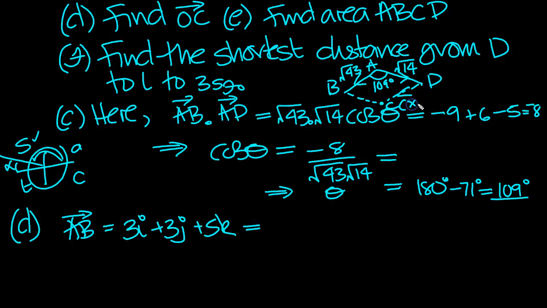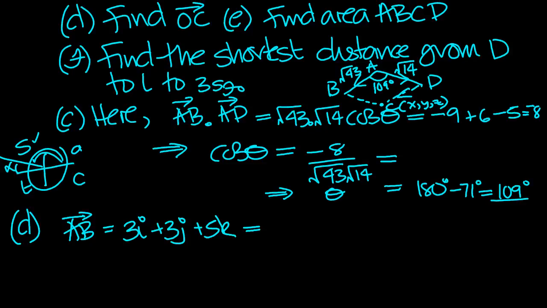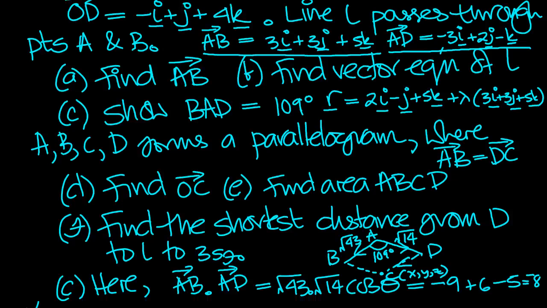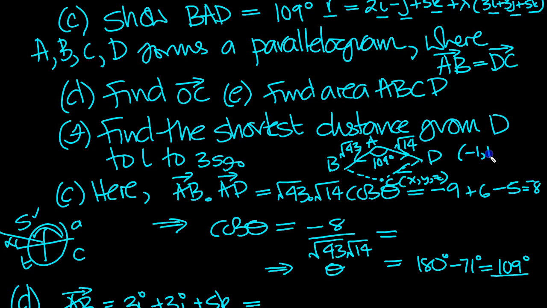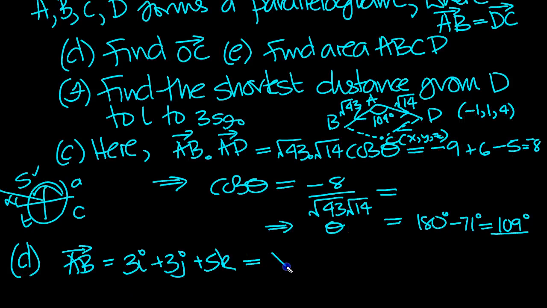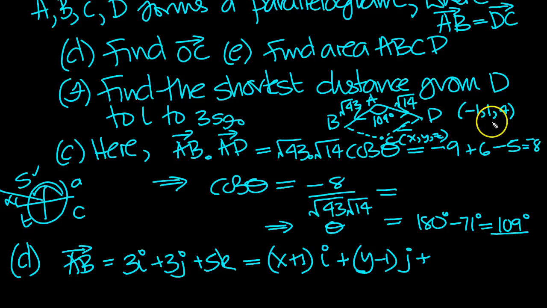Now C we can label as x, y, z in vector form, of course. D, we've shown what D was before. It's minus 1, 1 and 4. I'll just write it briefly here. So what have we got then for CD? We've got x minus 1 is x plus 1 i plus y minus 1 j plus z minus 4 k. So there's our vector then, and that was D to C is equal to AB.